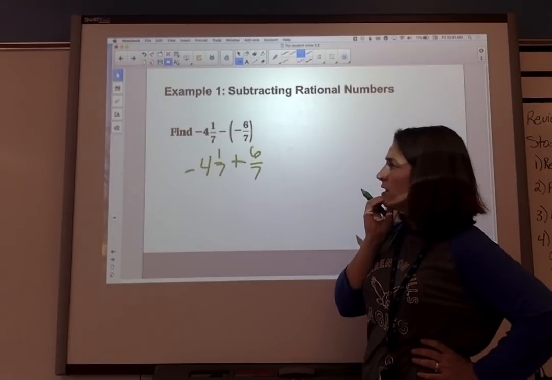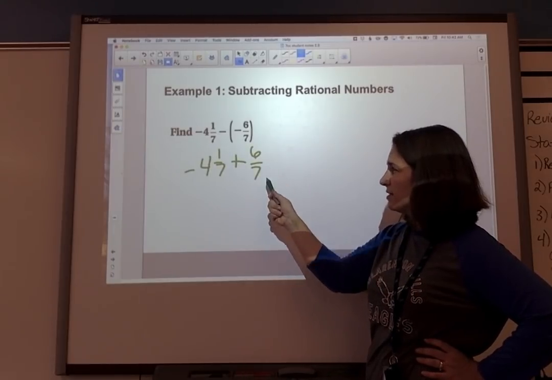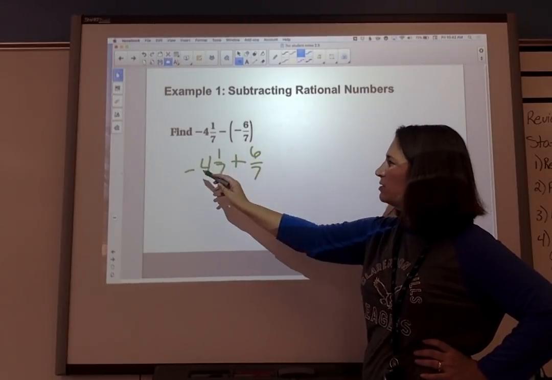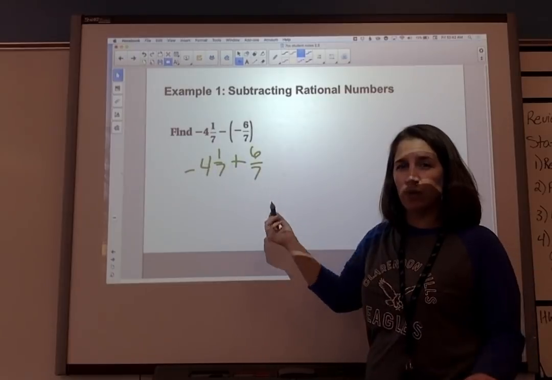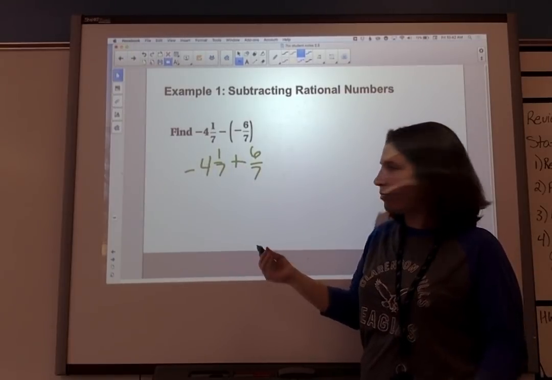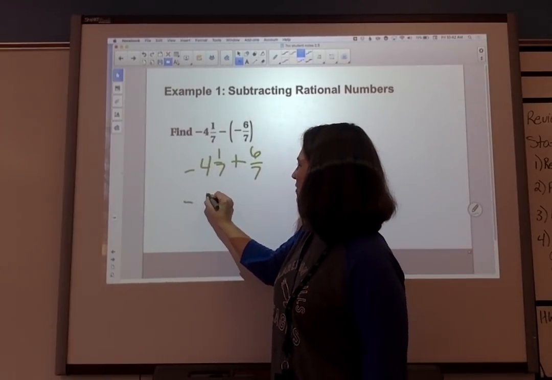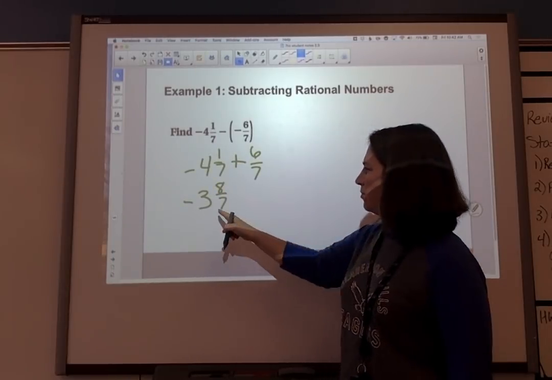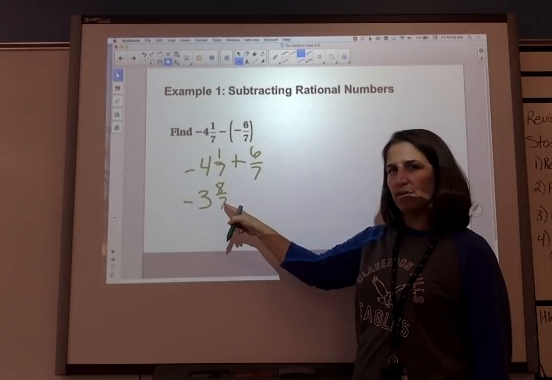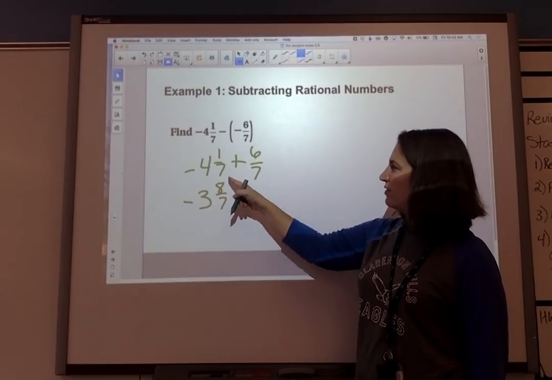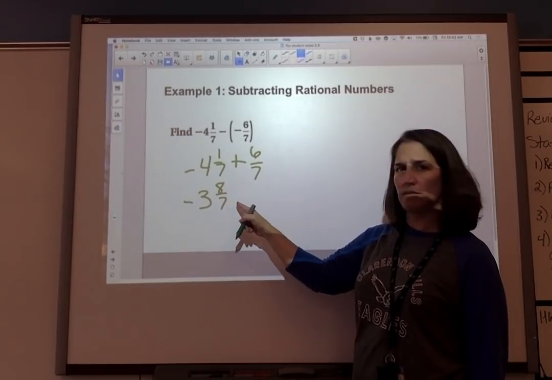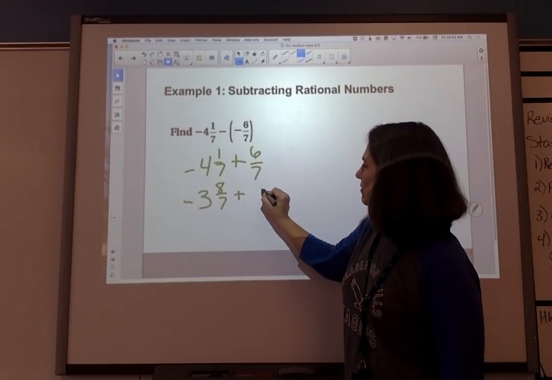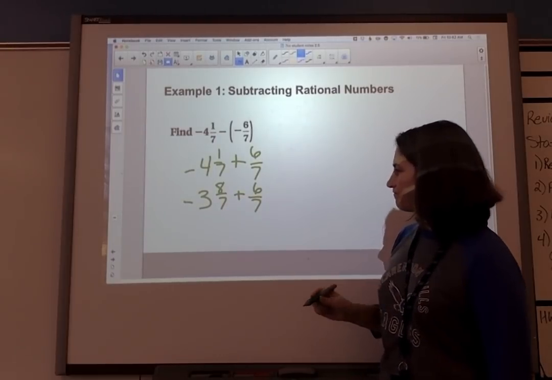So this is actually a little bit tricky because I can't take 6/7 from 1/7. So sometimes I like to just borrow from the wholes, just like we do when we're subtracting whole numbers, and say this is like negative 3 8/7, because one whole is 7/7. So 8/7 is like 1 1/7. You see how that's the same? Okay, and then plus 6/7.